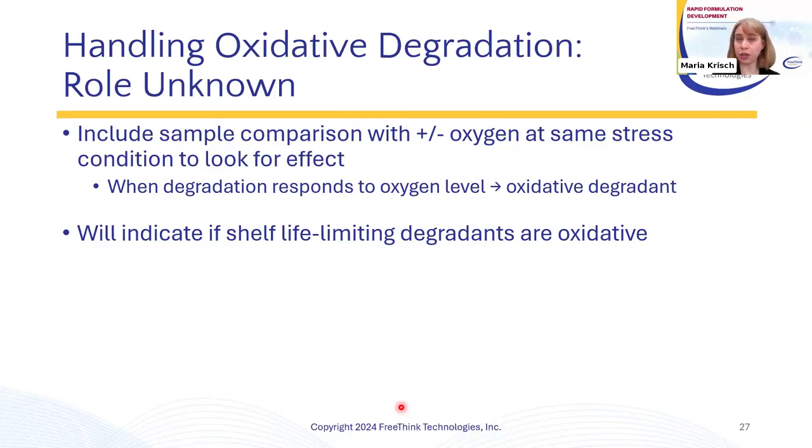So if the degradation amount responds to the oxygen level, that's a pretty good indication that you probably are dealing with an oxidative degradant. And I should mention that these screens are also not only telling you about degradant growth, but they're telling you which degradant is going to limit shelf life. So it can specifically indicate if the shelf life limiting degradant is oxidative. So it could be that you have some oxidative degradants, but they don't limit shelf life and they're really not a major concern. But if your shelf life limiting degradant is oxidative, that's when you want to start thinking about limiting those oxidative reactions.